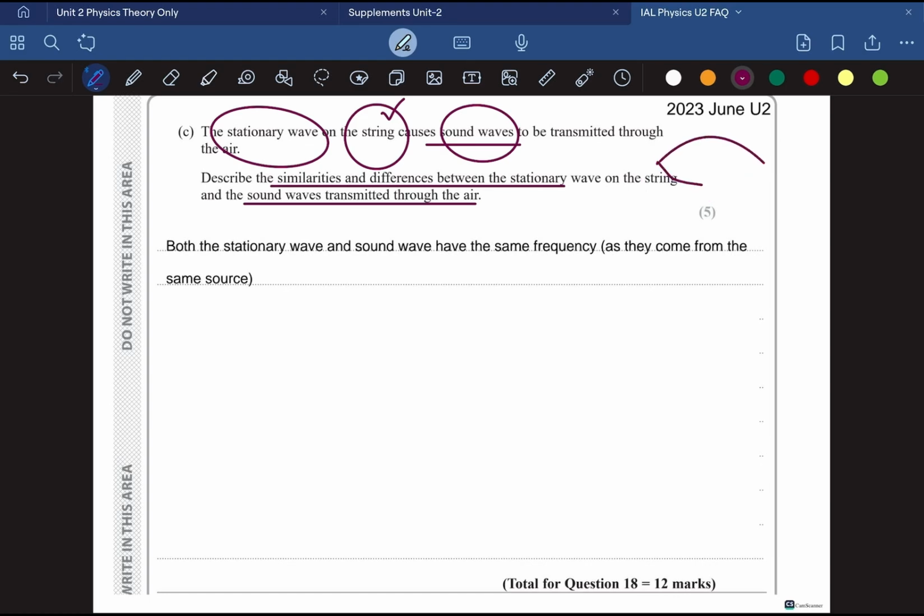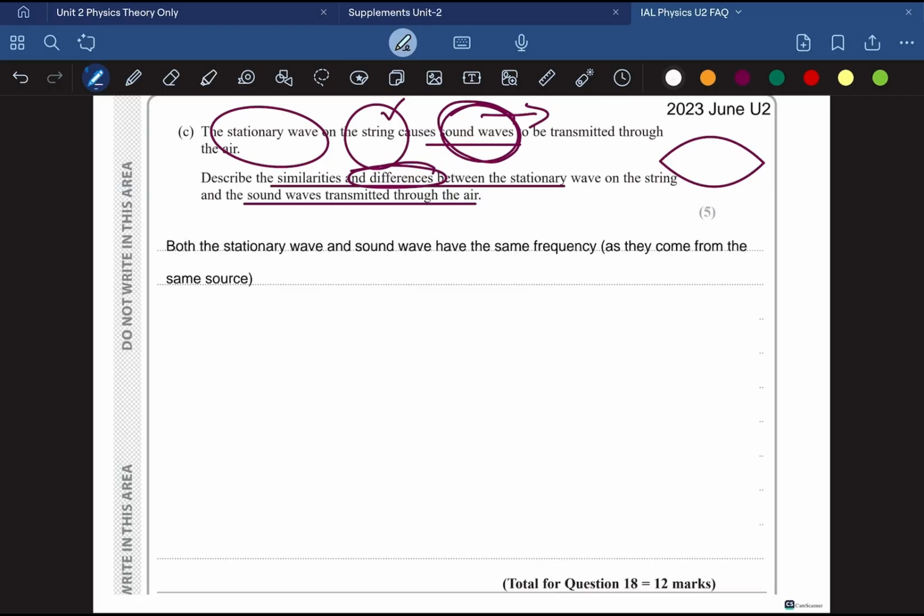So we can say the stationary wave speed is, let's say there is no speed, but the sound wave is a longitudinal wave, so it moves and its speed differs in different mediums. So we can say the speeds are not the same. They have said about the difference.